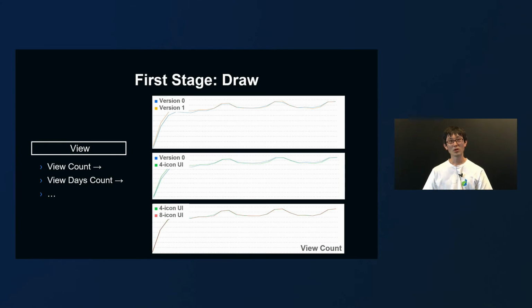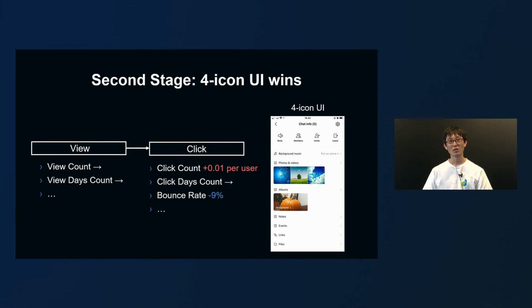Let's take a look at our actual results. In the first stage of the competition, users' views on the chat menu and frequency of views were analyzed. As a result, no pairs of UIs had a significant difference in any regions, which means UI changes had no influence on the view counts of the chat menu. This stage had no winning UI, so we moved on to the second stage.